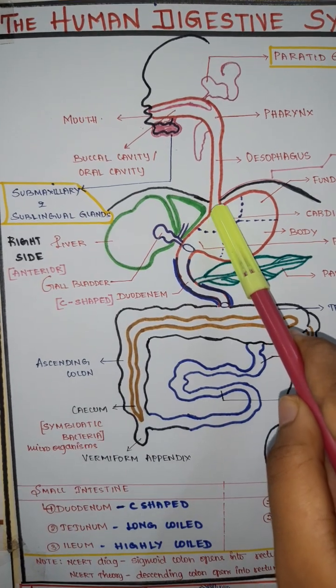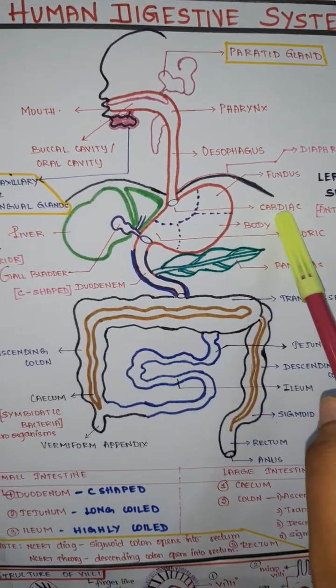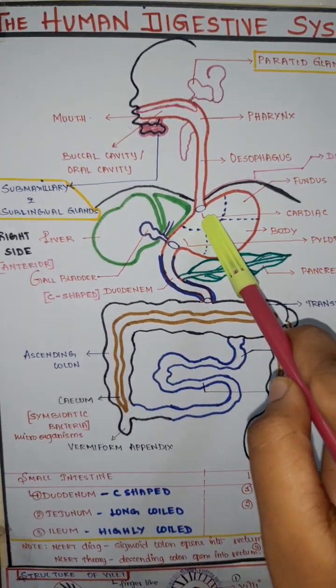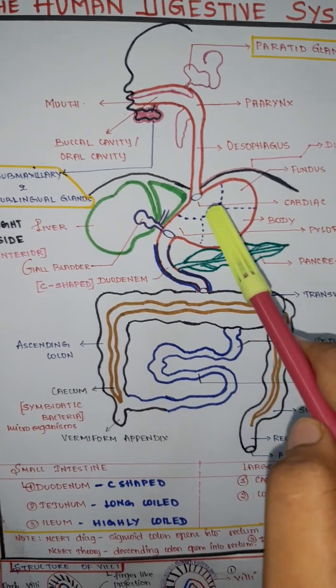And the opening of the stomach region that you see here is called the cardiac. Why is it called cardiac? Because this region is near the heart region, that's why it's called cardiac.